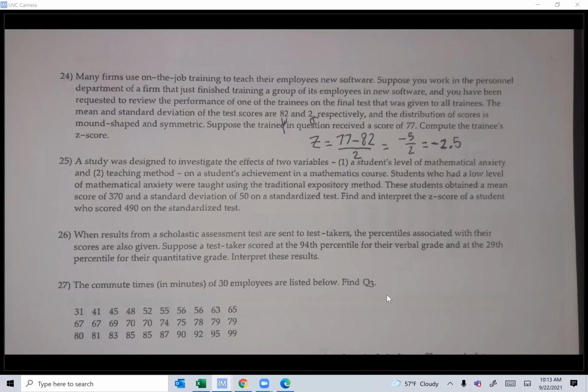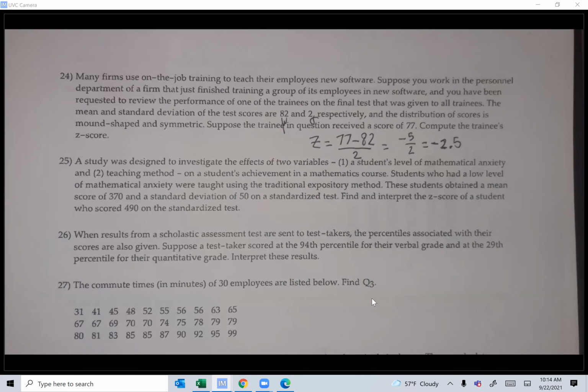Any comments? That's a very low z-score. It's way below the mean, guys. It's an unusual score for a trainee. So probably this trainee would not get a second chance to continue on the job.